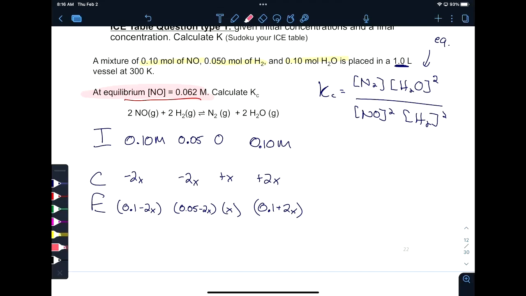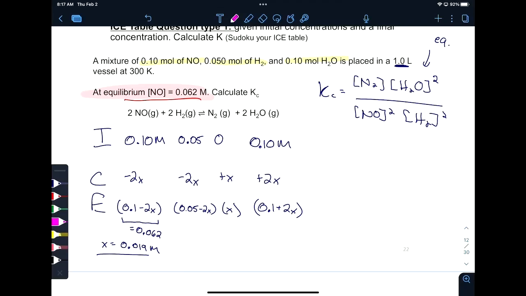So that tells me which piece of information. That tells me what this whole expression equals. So 0.1 minus 2x equals 0.062. That's what was given in the question. All right, and then that allows us to calculate what x is. So x in this case is equal to 0.019 molarity. And so that's the term we'll use to plug into the rest of the equilibrium line to figure out what are the equilibrium concentrations of everything else.